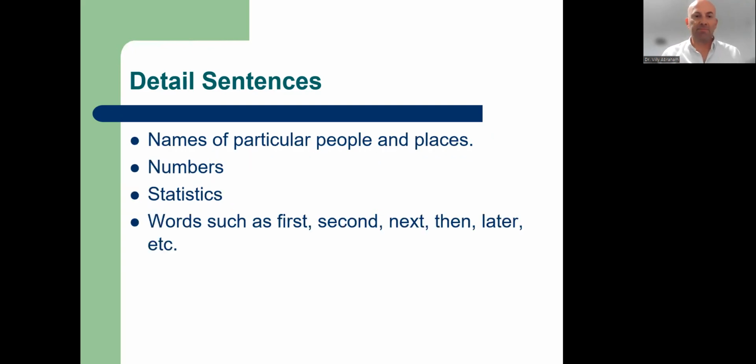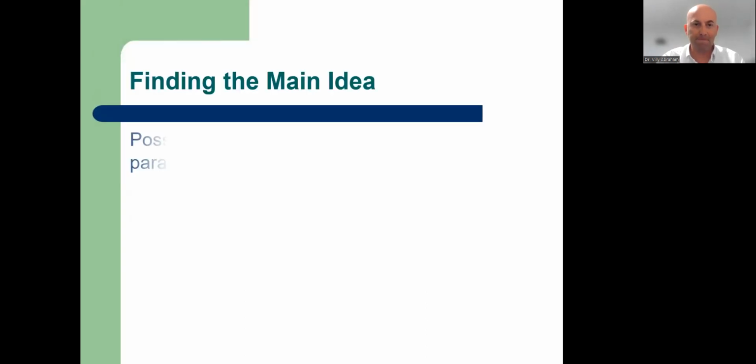However, there are other words or signals that point to detailed sentences. So for example, if you see names of particular people and places, this will never be the main idea because this is a detail. Numbers, statistics, and if you have sentences that start or contain words like first, second, next, then later, this certainly indicates that we're talking about detailed sentences as opposed to the main idea.